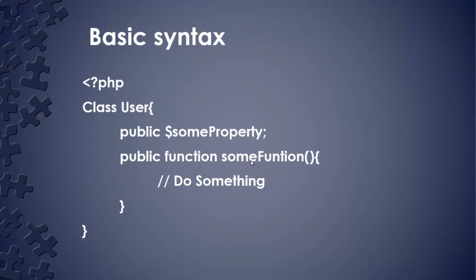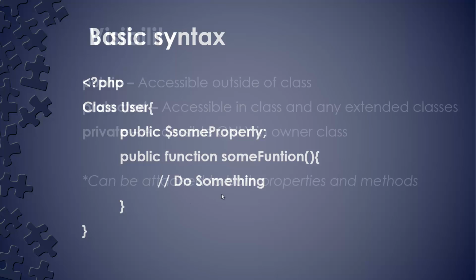So the basic syntax, we have a class here called user, and we use these curly braces inside the class. We can have properties, which can be public, protected, or private, and we'll be going over those in a minute. We can also have methods, which are basically just functions inside a class. So this is nothing more than a regular PHP function.